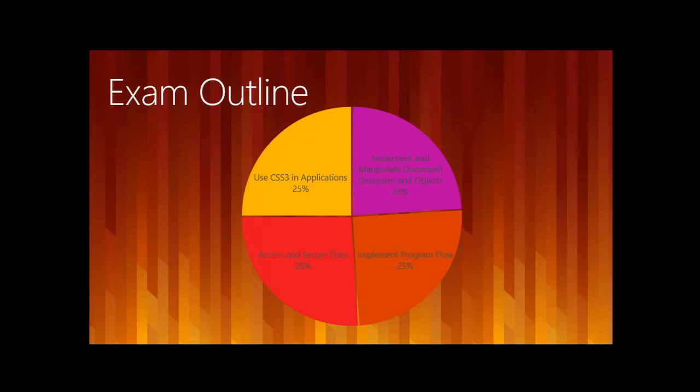Program flow. Implement program flow is about the most vague description you ever find, but that's pretty much JavaScript. Understanding JavaScript, understanding everything you need there. Implement and manipulate document structures and objects. DOM manipulation, that's both markup and a bit of jQuery. And access secure data is another quadrant there. This is more about accessing data using different things, mostly within JavaScript, but there's a couple different things there.